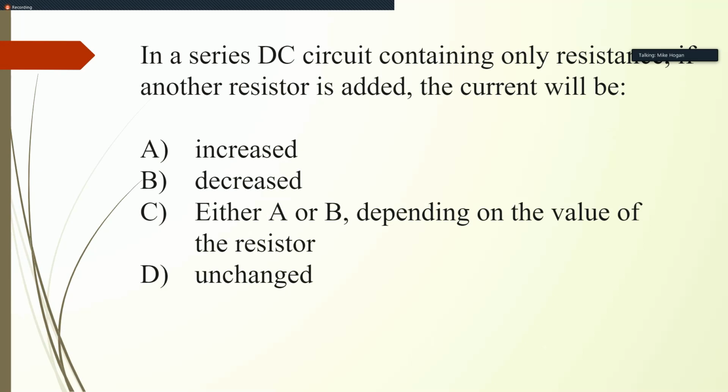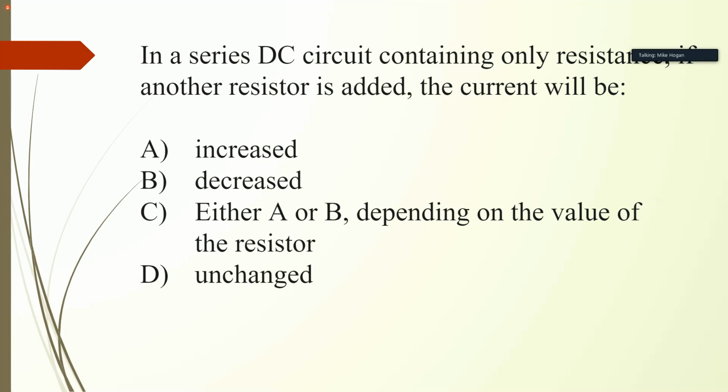All right, now a series DC circuit containing only resistance. If another resistor is added, the current will be increased, decreased, A or B depending on the value of the resistor, or unchanged. C. C? Yeah, they can be increased or decreased.